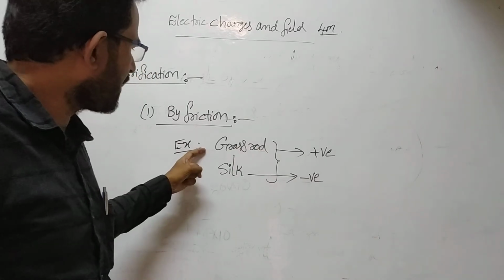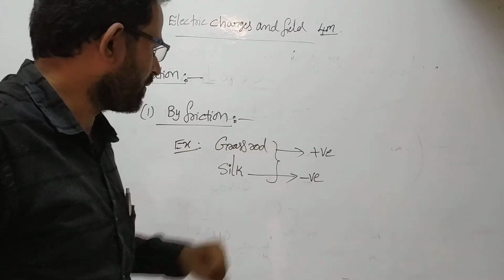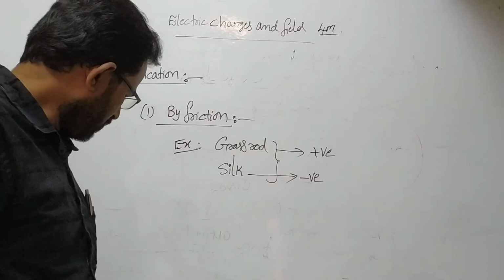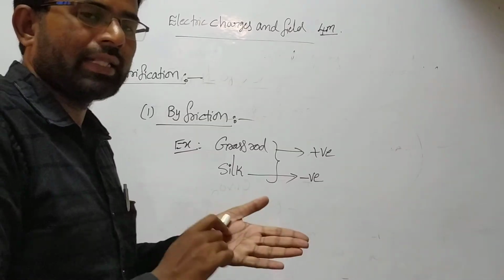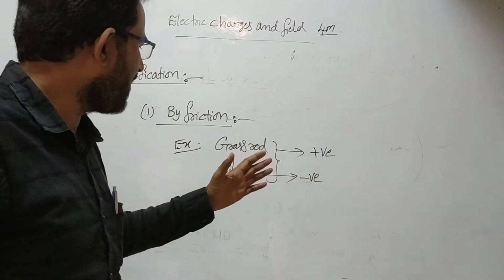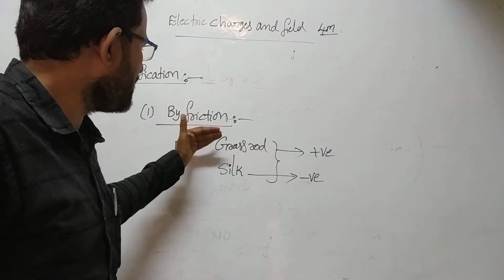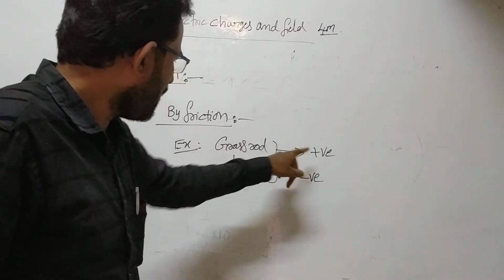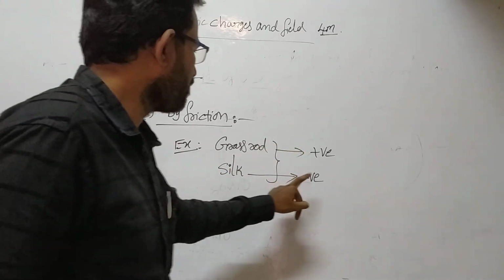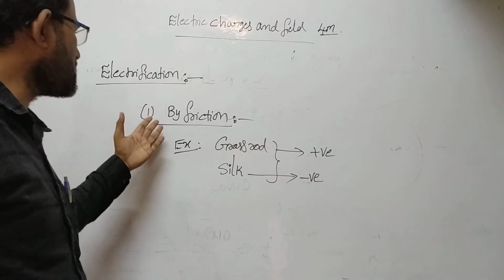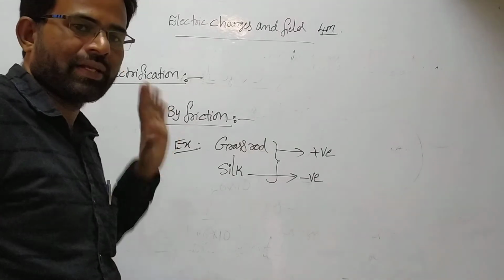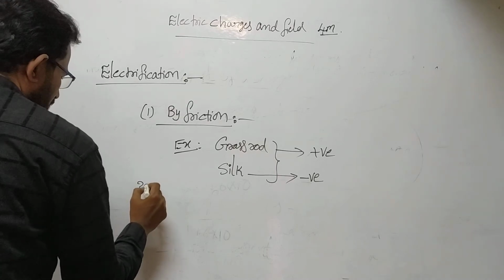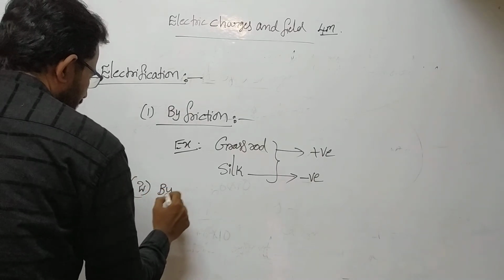In this case, the glass rod loses electrons. When you take a glass rod and silk cloth and rub them against each other, electrons transfer from the glass rod to the silk cloth. So here the glass rod becomes positive and the silk cloth becomes negative. This process is by friction. Next one is by conduction. Second one is by conduction.